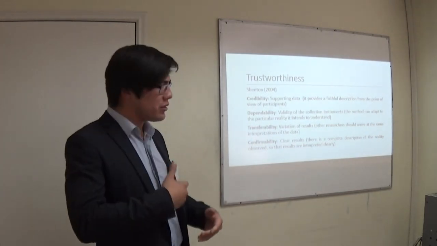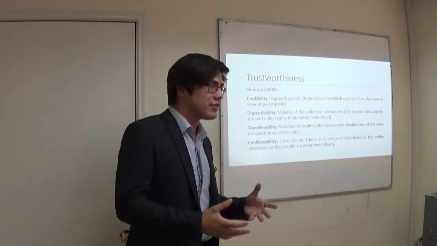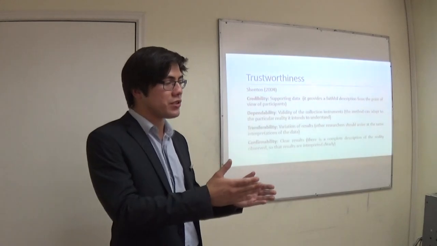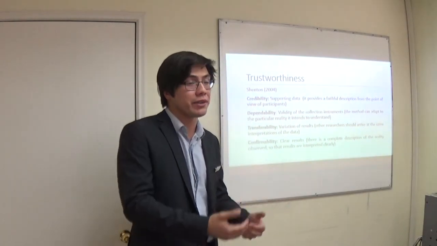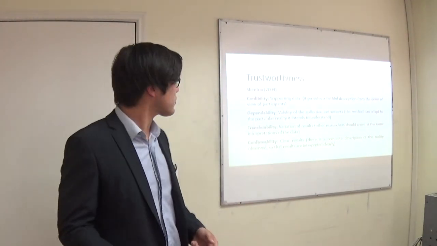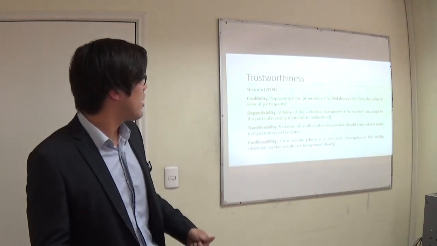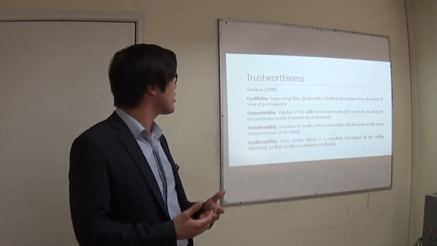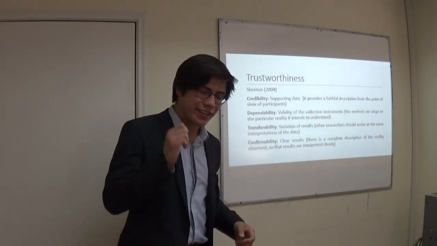Transferability has to do with the variation of the results. In this case, if other researchers want to conduct the same study in a similar context with a similar number of participants, they should arrive at the same interpretation of data. And then confirmability has to do with the clear result. And in the study at least there is a complete description of the reality observed, so that the results are interpreted clearly.